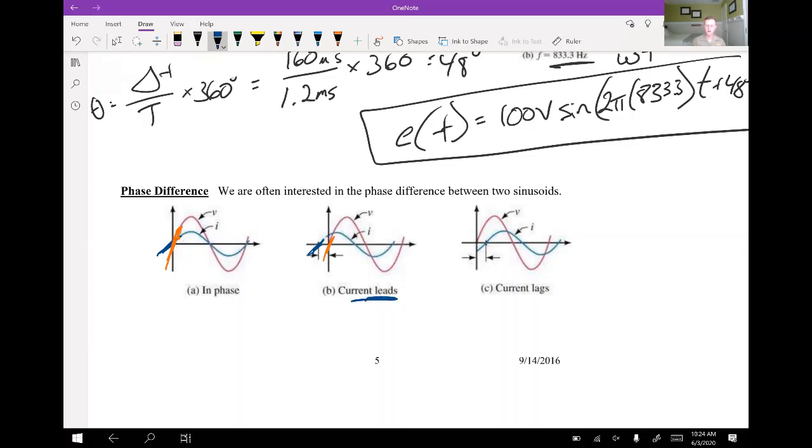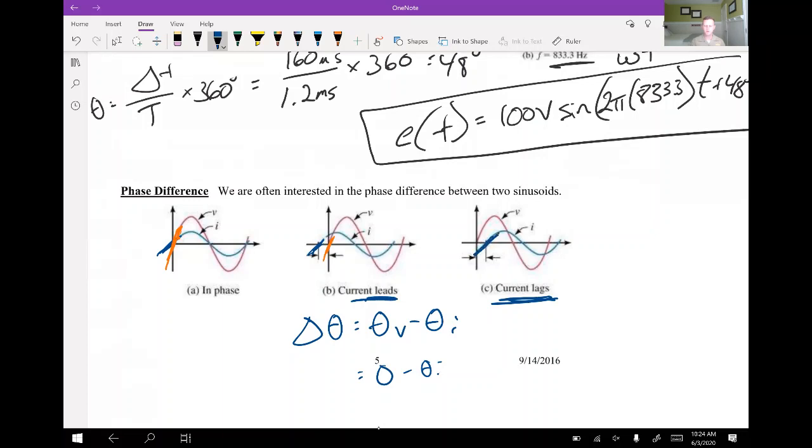So if I was taking a delta theta here, say the delta theta, right? The difference between the two, and let's say theta V minus theta I. Well, V is crossing through zero, I is positive. So that would be a minus theta I, right? And we could see here that there's a difference between them. Now in this case, current is lagging because it is behind.